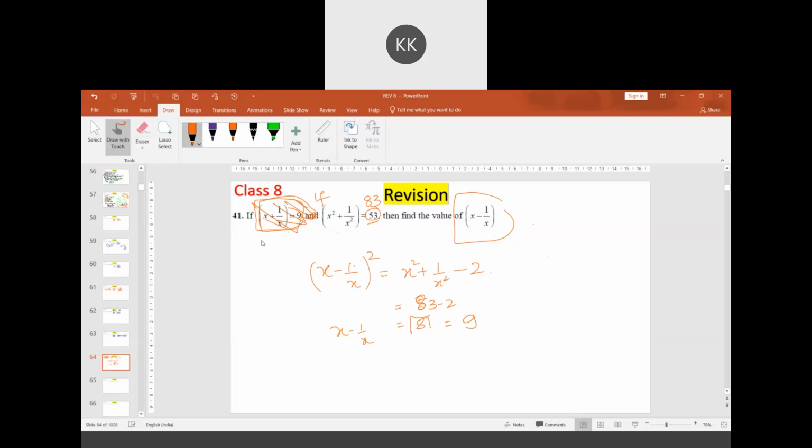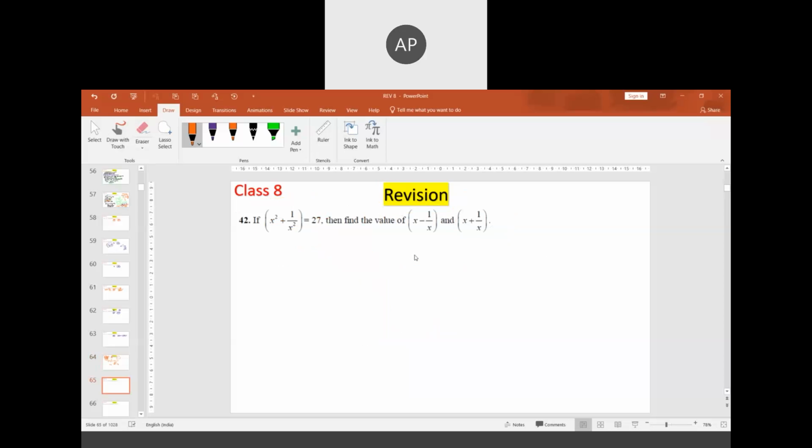Or else they should give x minus 1 by x equal to 9. In that case, x square plus 1 by x square will become 83. 83 minus 2 when we do, we get 81. If they give that, root 81 is equal to 9. The question was wrong. Okay.